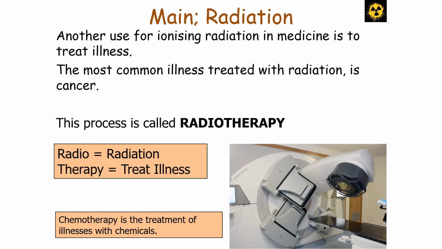Now, another use for ionizing radiation in medicine is to treat illness. The most common illness treated with radiation is cancer. This process is called radiotherapy. Please don't confuse this with chemotherapy, which is the treatment of illnesses with chemicals.